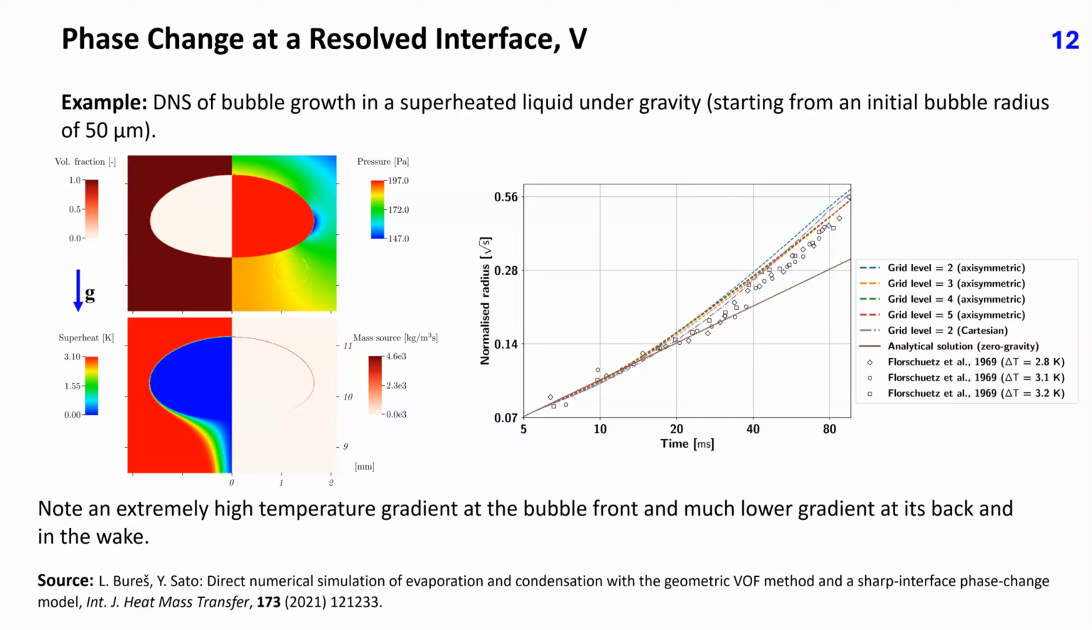In the presence of gravity, the buoyancy causes bubble motion in the direction opposite to the gravity vector direction, and its shape changes. The pressure around the bubble is now non-uniform, with the lowest value where the highest relative velocity is obtained. Note an extremely high temperature gradient on the bubble front, and a much lower gradient at its back and in the wake. The mass source becomes negligible around the symmetry axis in the wake because the superheat near the interface is practically negligible.